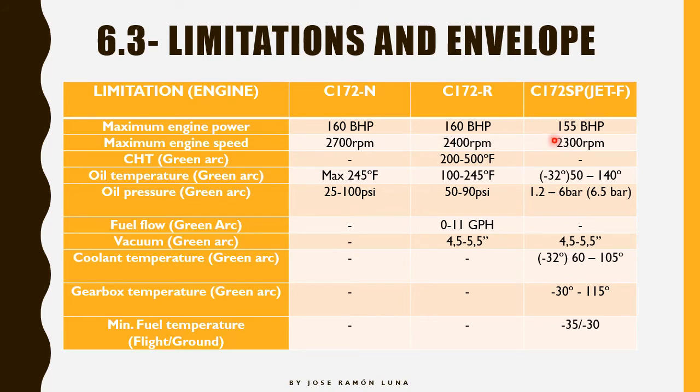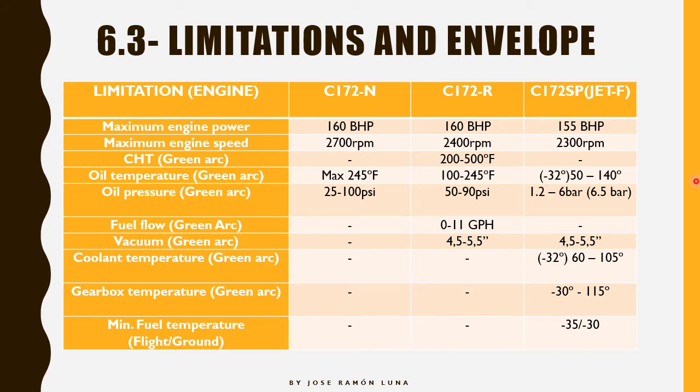They produce a fairly similar amount of power, but with different range of RPM. The CHT, or cylinder head temperature, is the temperature the cylinder should be at. The only measure that I could find in the manuals is 200 to 500 Fahrenheit. Couldn't find this indication in the Cessna 172 November or in the Cessna 172 SP.